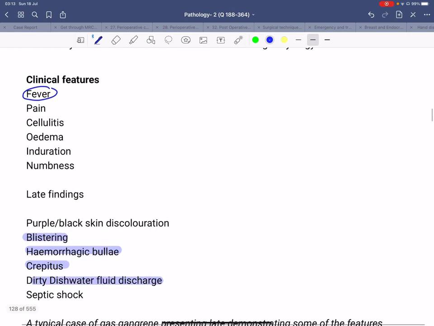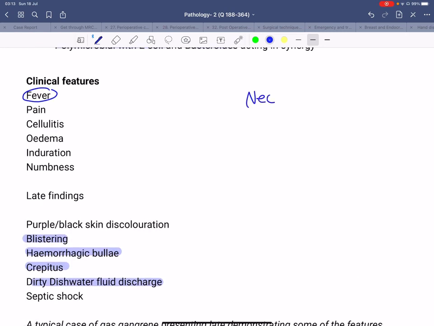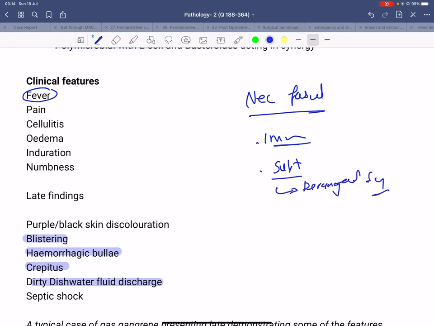So, just a quick recap. We're talking about necfash or necrotizing fasciitis. We know that the story is it happens in an immunocompromised person, presented with a subtle presentation, apart from the systemically deranged observations, and you need to do debridement and a stronger antibiotic for these patients.